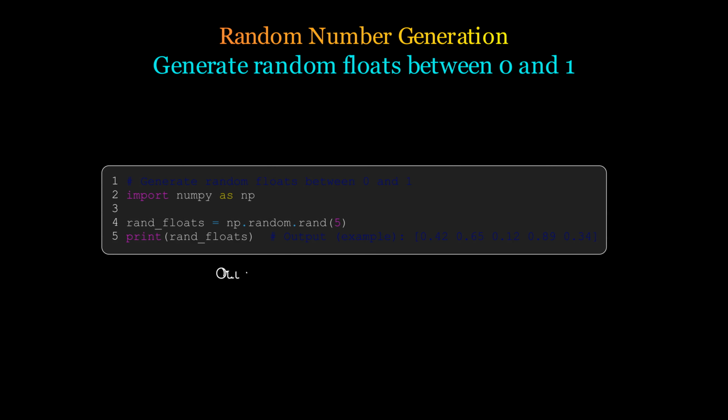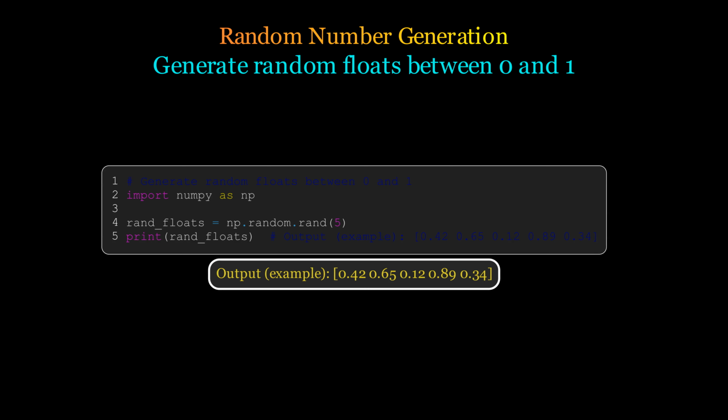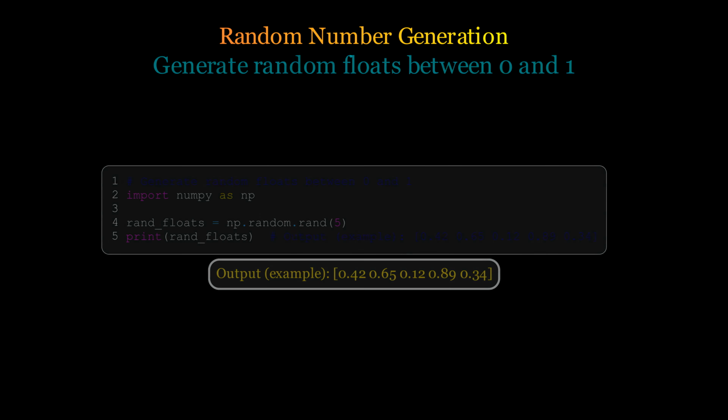We use NumPy's rand function, which generates an array of given size with random floats. The output shows 5 numbers between 0 and 1. Remember, these values will change each time you run the code, as they are randomly generated. This function is widely used for initializing weights in neural networks and Monte Carlo simulations.